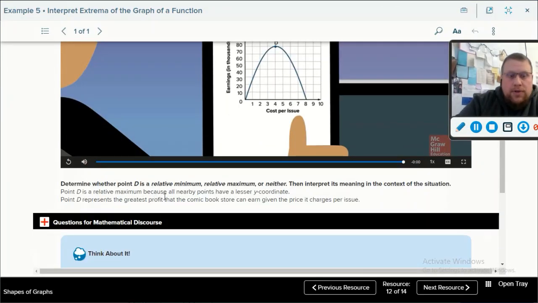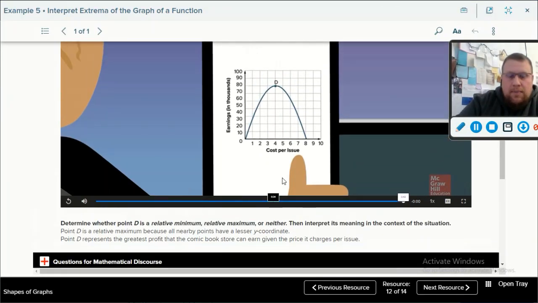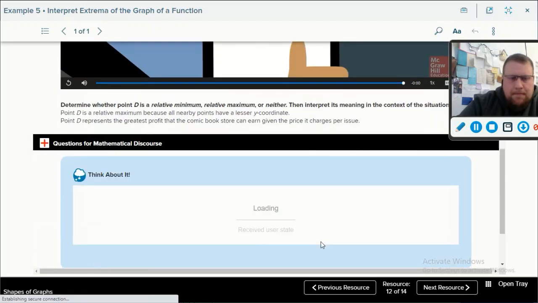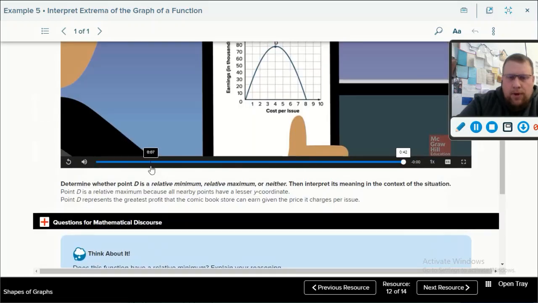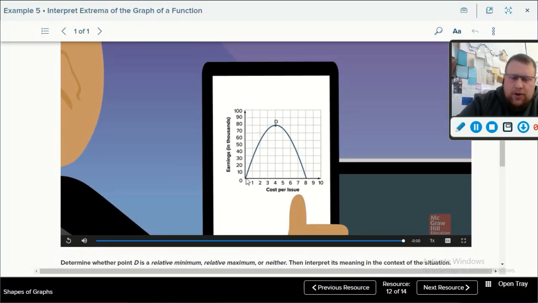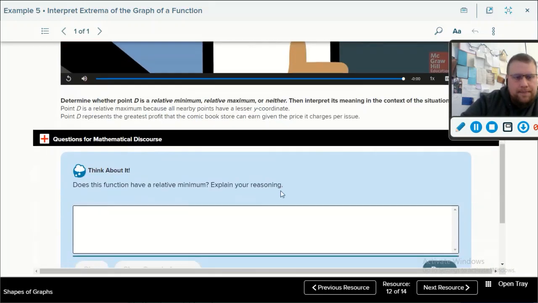So to determine whether D is a relative minimum or relative maximum, it's a relative maximum because we're increasing up until that point and decreasing after that point. Okay? What's a question? Does this function have a relative minimum? No, it doesn't, because we see it goes clear down to 0, right? They're going to make zero money at $0, and then once they get up to charging $8, they go back down to making 0 because ain't nobody buying those for $8. Some of you are probably thinking, man, I'd love to pay $8 for comics. They are stinking expensive. Goodness, they went up in price.